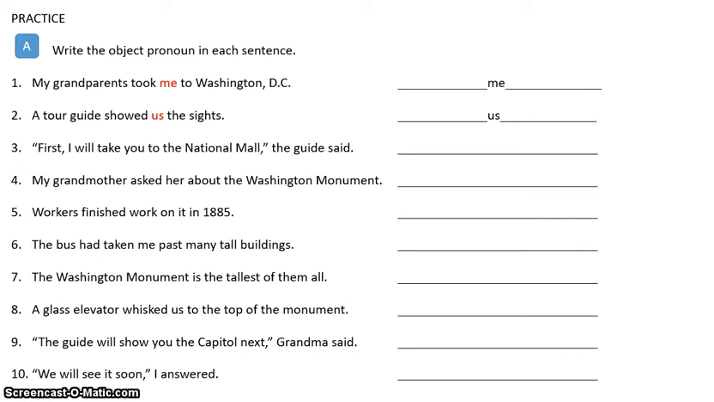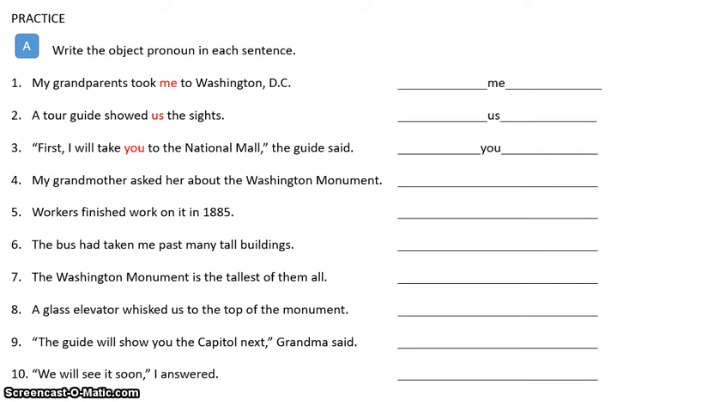It says, first, I will take you to the National Mall, the guide said. Now they threw a tricky one in there because you notice it has 2 pronouns. It has the pronoun I and it has the pronoun you. But we know that I cannot be an object pronoun, so we can automatically eliminate I. Okay, so we know that can't be it. Because in that one it says, first I will take. I will take who? I will take you to the National Mall.